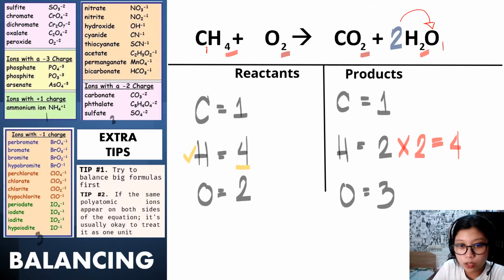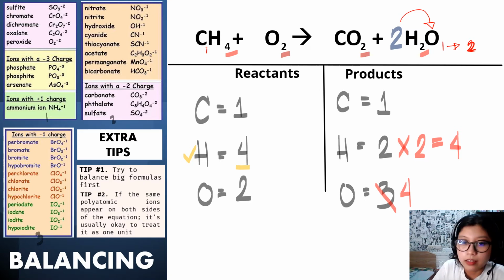So what happens to oxygen now? Oxygen will become 2. Oxygen will have 2 atoms instead of 1. So if we add it again, 2 plus 2, 2 oxygen atoms from H2O plus 2 oxygen atoms from CO2, then you will have 4 atoms instead.